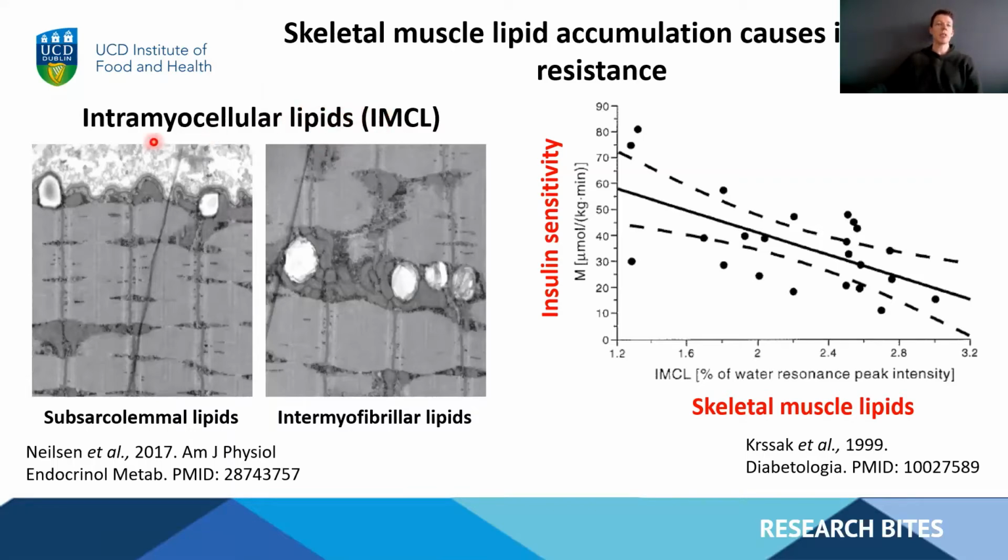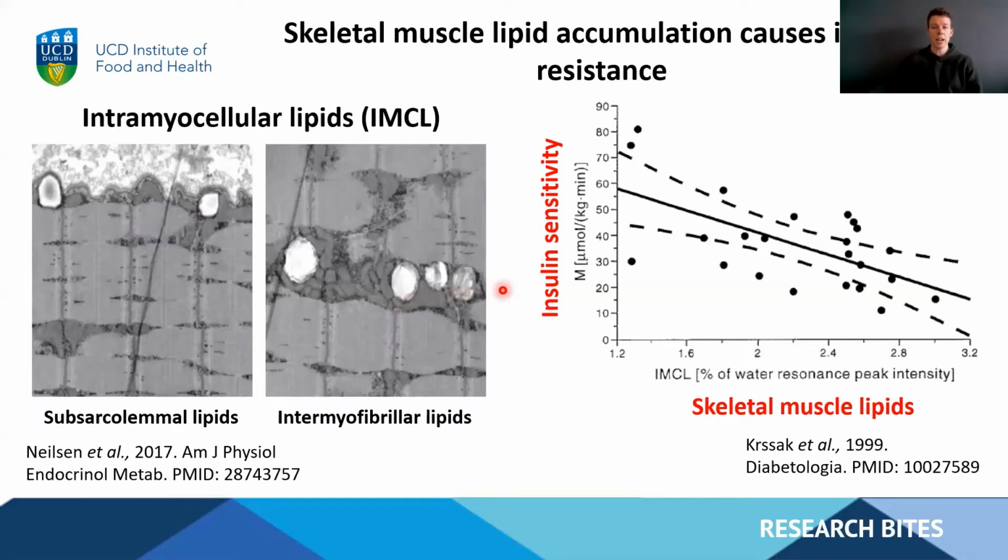These are lipid droplets that accumulate and build up either just within the cellular membrane of muscle cells, so these are subsarcolemmal lipids, or between the myofibrils within a muscle cell, which we term intramyofibrillar lipids. Both types of lipids are believed to interfere with insulin action in various ways.